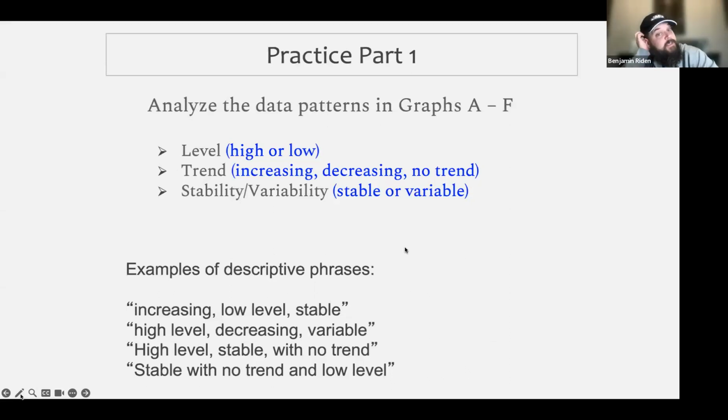So we're going to walk through this together and analyze the data patterns in graphs A through F. We're going to look at level. Is it high or low? Is the trend increasing, decreasing, or no trend? And are the data stable or variable? Some of those descriptive phrases, which are similar to what you will use in your project, could be something like increasing, low level, stable, high level, decreasing, variable, high level, stable with no trend, and low level.